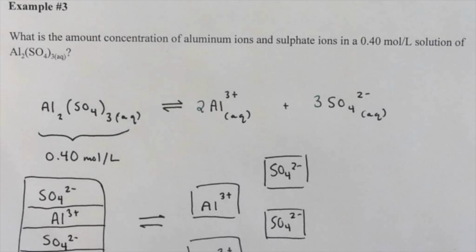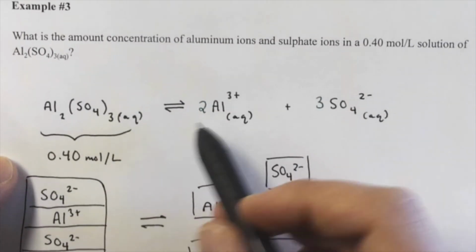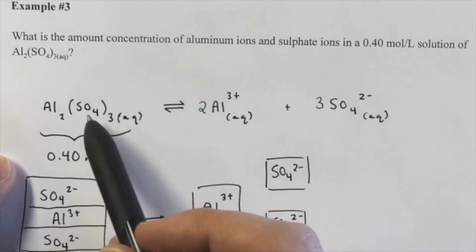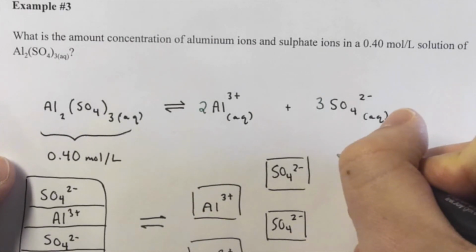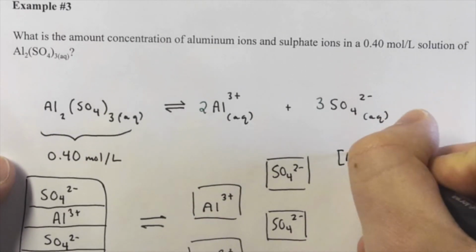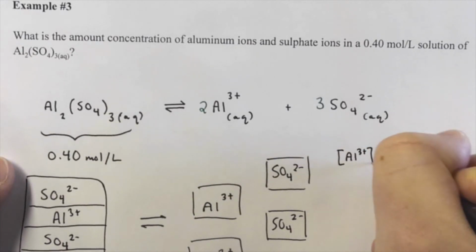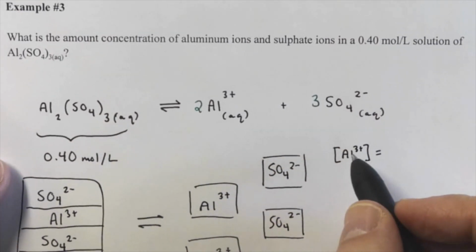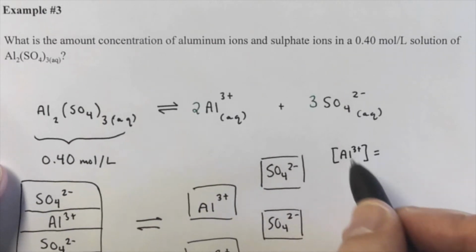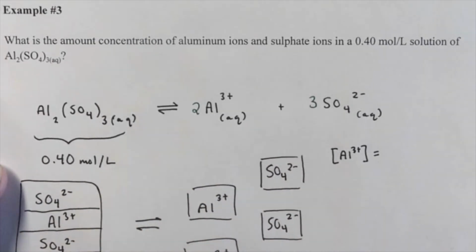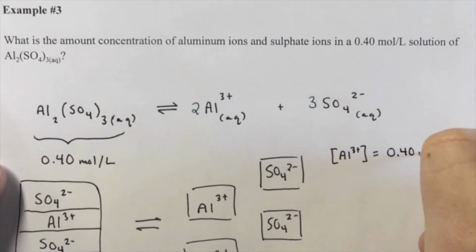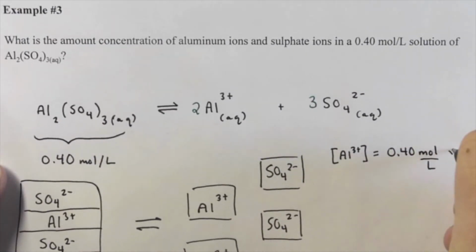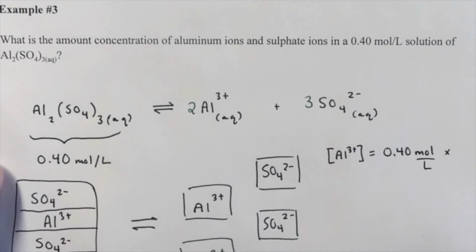So when I go ahead and calculate the concentration here, I'm really just going to use the coefficients from this equation. Okay, so what is my concentration? And here I'm going to use a different way of writing concentration. We can also write concentration as square brackets with the thing that we're talking about in the middle. So the concentration of aluminum ions is 0.40 moles per liter.